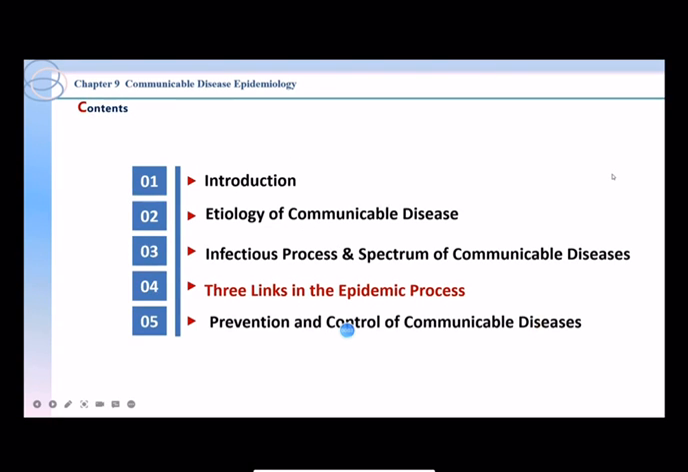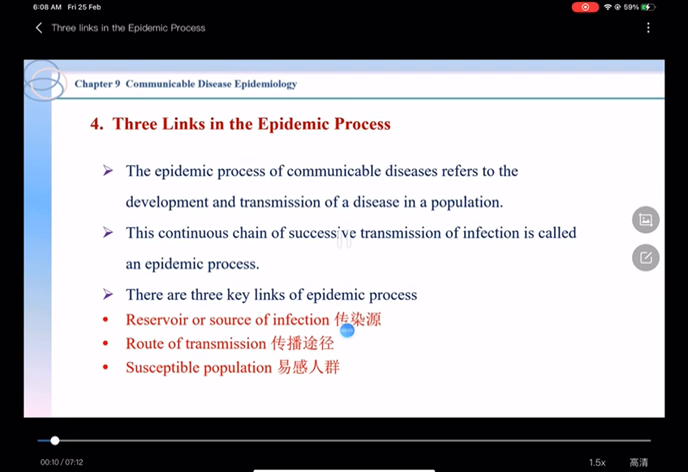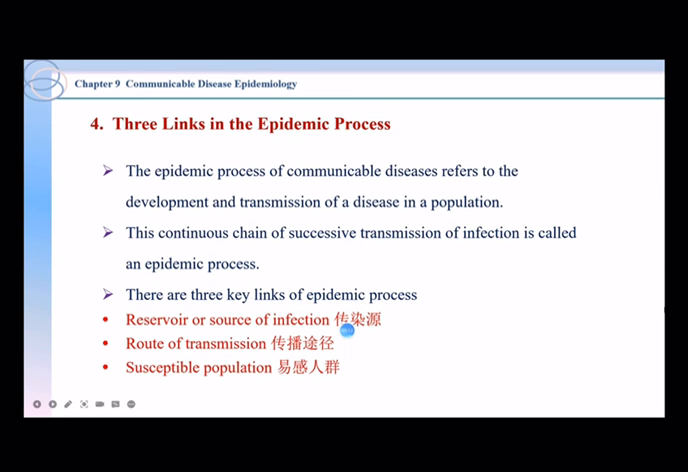So in this section, we're talking about the three links in the epidemic process. The epidemic process of infectious disease refers to the development and transmission of a disease in a population. So this continuous chain of successive transmission of infection is called an epidemic process. There are three key links in this epidemic process: the reservoirs or the source of the infection, the transmission routes, and the susceptible populations who more easily get infectious disease.